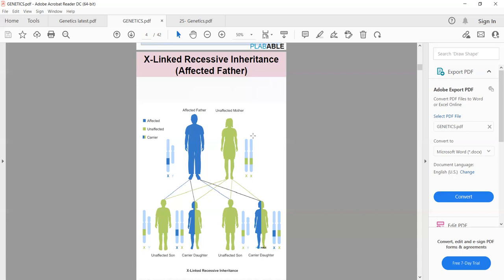Only two girls are, or 50% of the children are carriers. Carrier state is not affected. It's not an affected state, because carrier state does not produce the disease. So you cannot say that these children are affected. They are carriers. They just have one defective gene and they do not have the disease. So they are not affected. Right.